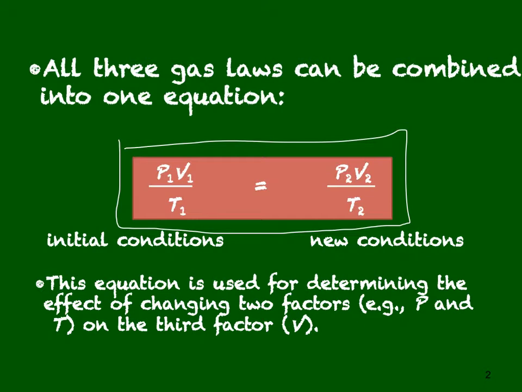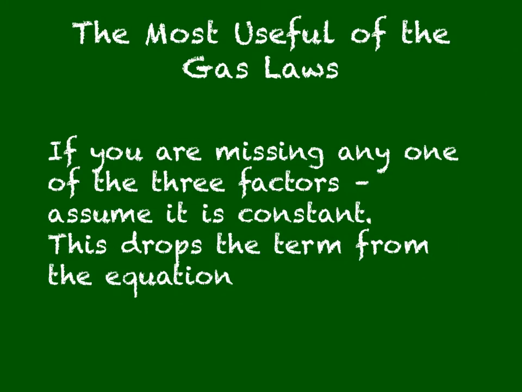That means we can do all sorts of cool problems, but that's not the only reason that this is probably the most useful of the gas laws. It's because if you're missing any one of the three factors, assume it's a constant and drop it from the equation. This means you can always do a Boyle's law problem using the combined gas law. You can always do a Charles's law problem using the combined gas law. You can always do a Gay-Lussac problem using the combined gas law. It's wonderful. So let's take a look at those three possibilities.